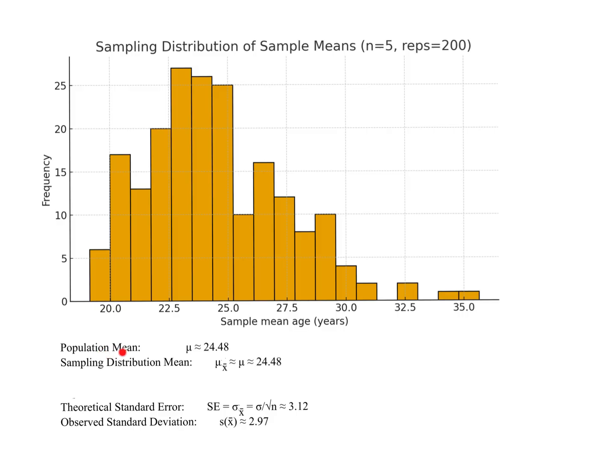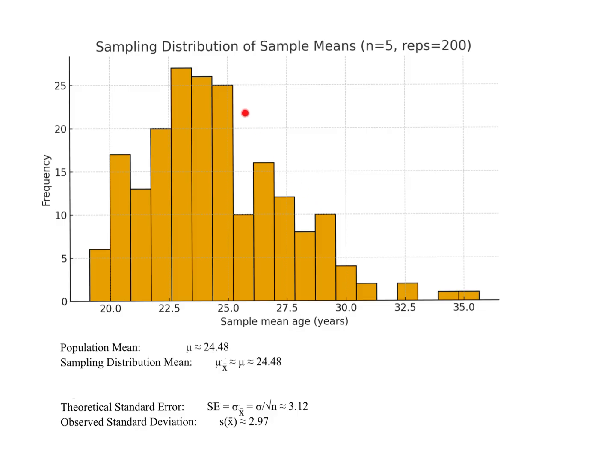The population mean and the sampling distribution mean are both approximately the same. There are 2 kinds of standard deviation. One is the theoretical standard error, which we calculate, which is the standard deviation of the population divided by, in this case, the square root of 5. And it's 3.12, which is pretty close to the observed standard deviation that we would have calculated from all of these data points. And these data points each represent a mean of one of the samples.